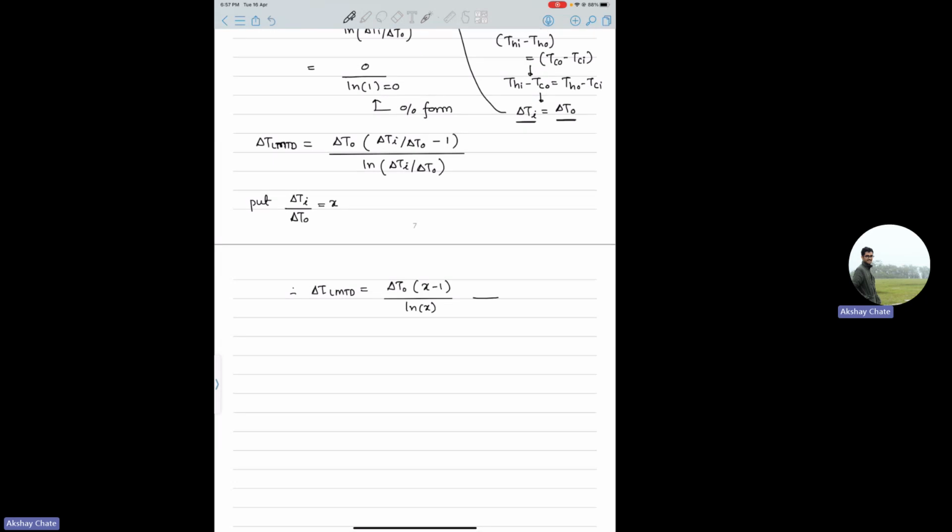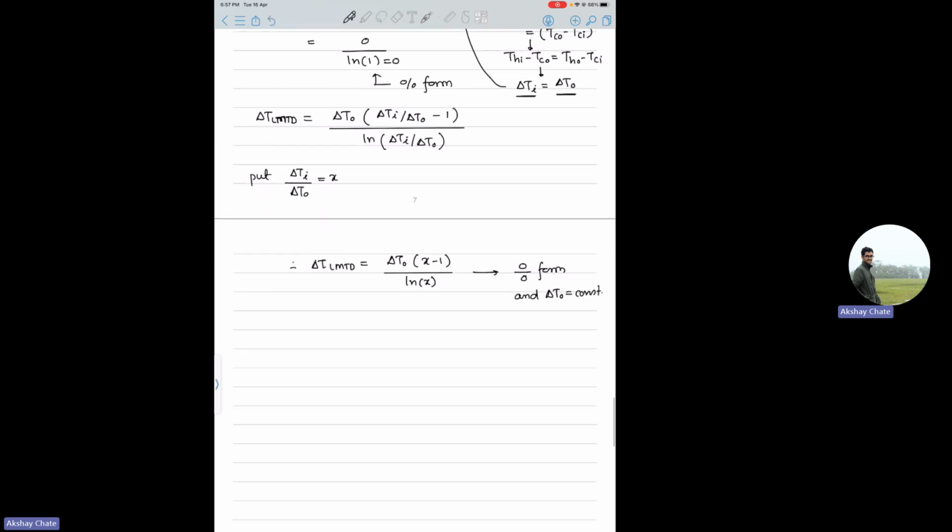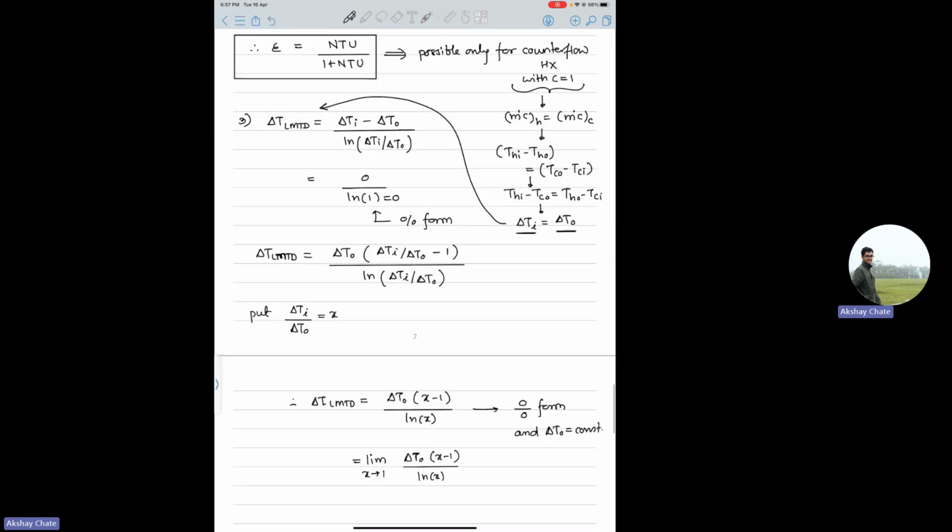So we know that this is a 0 by 0 form. So we apply limits, and delta To is constant because it's a steady state problem. Then this is equivalent to seeing what the limit is as x approaches 1. If the limit exists, then you will have some value for the logarithmic mean temperature difference. Otherwise, it doesn't exist, mathematically speaking. So we have to use L'Hospital's rule again.